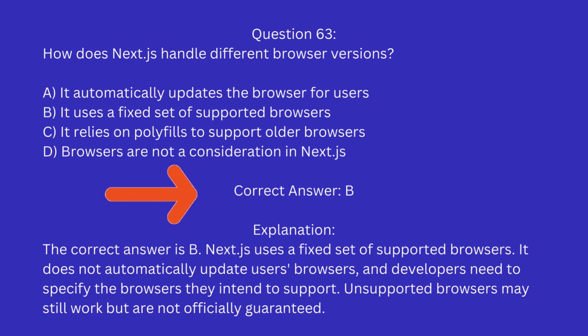Correct answer, B. Explanation. The correct answer is B. Next.js uses a fixed set of supported browsers. It does not automatically update users' browsers, and developers need to specify the browsers they intend to support. Unsupported browsers may still work but are not officially guaranteed.